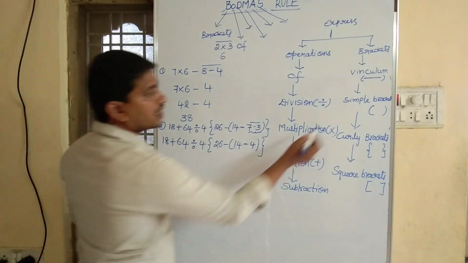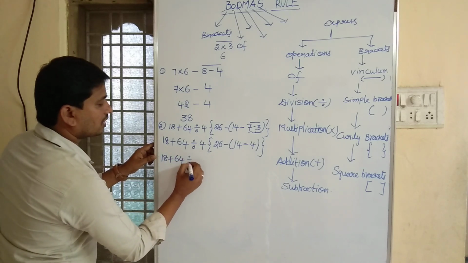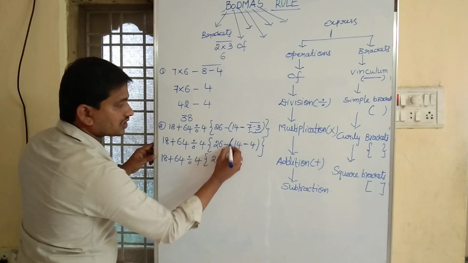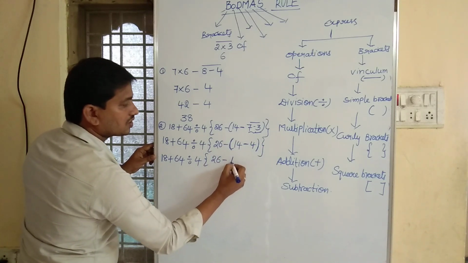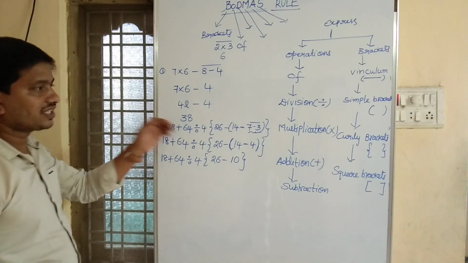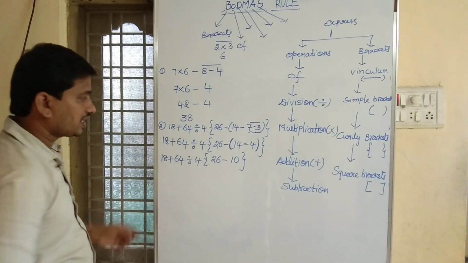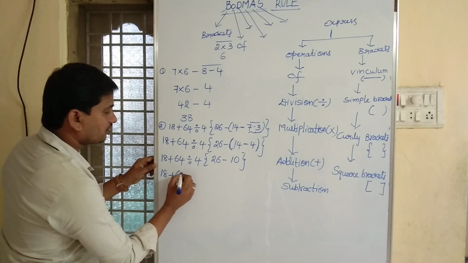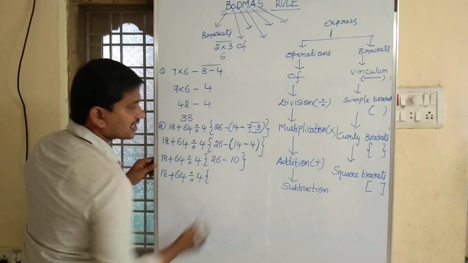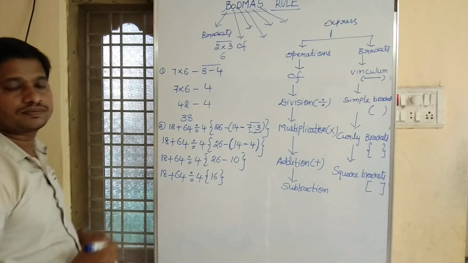Now next priority goes to what, children? The simple bracket. So that is 18 plus 64 divided by 4 into 26 minus, and the next priority goes to 14 minus 4. That is equal to how much, children? That is 10. Second priority goes to the simple bracket. Now we have the curly bracket also, children. Yes. So 18 plus 64 divided by 4 into 26 minus 10. So 26 minus 10 is equal to 16, children.